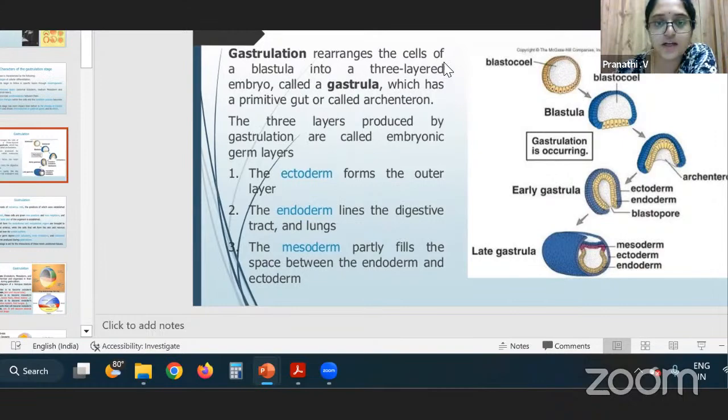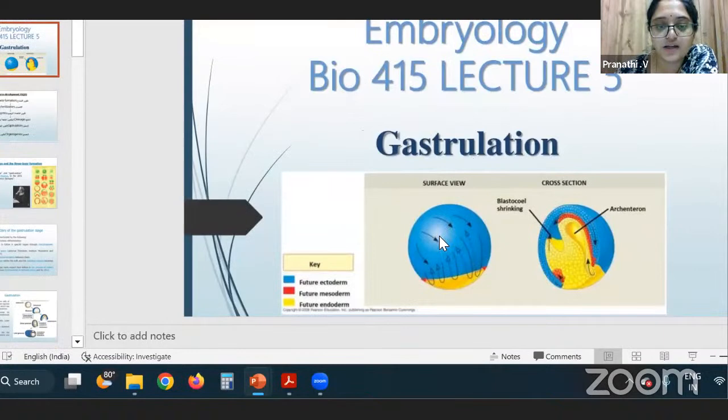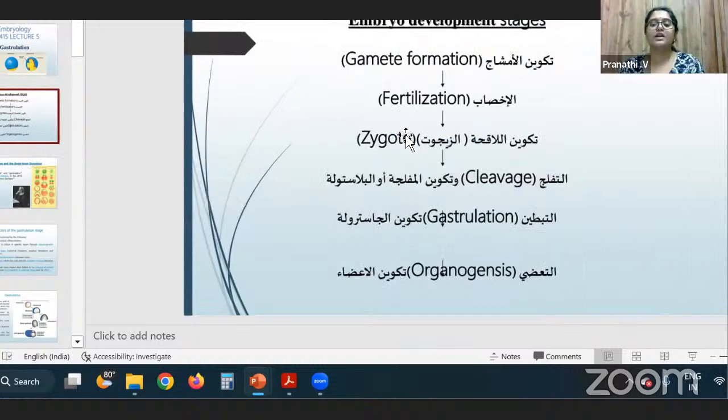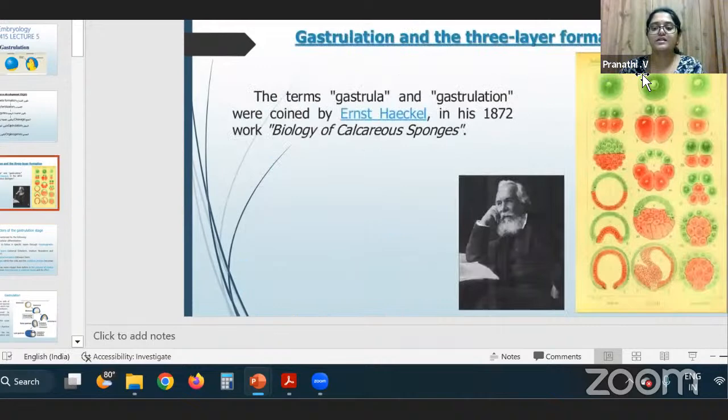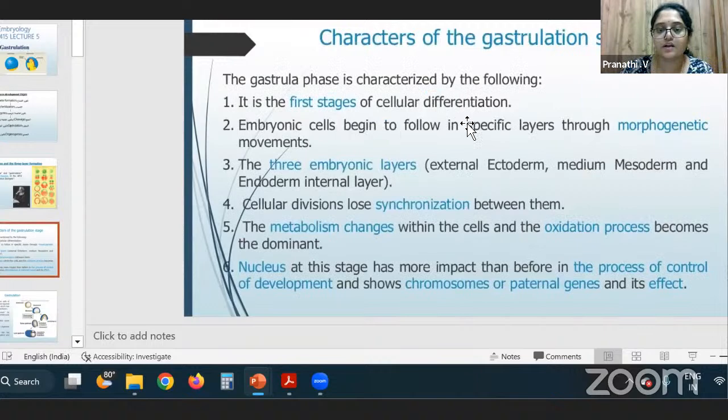Gastrulation is the process where major organs are formed. The predominant features of gastrulation are rearrangement of all the cells that are present, and cellular division. There is no significant growth present, and metabolic change is very high at this point of time. Now again, you have different kinds of processes. You have gamete formation, fertilization, zygote, cleavage, gastrulation, organogenesis. Then later, it is a three-layer formation, so the gastrula. Once it is done, there is the first stage of cellular differentiation and formation of the different kinds of layers.